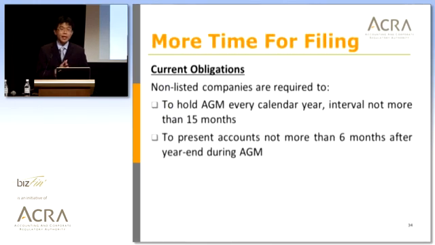The third area in which we will be providing assistance to companies is giving companies more time to file their accounts. In particular, for a non-listed company, currently they are required to fulfill a few obligations under the Companies Act, such as holding their AGM every calendar year, and the interval between each AGM should not be more than 15 months. At the same time, they are also required to present their accounts not more than 6 months after the year end during each AGM. These are two obligations under Sections 175 and 201 of the Companies Act.